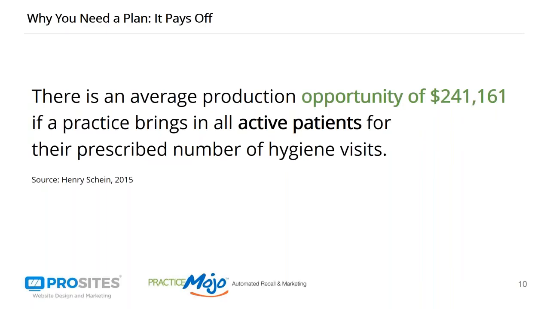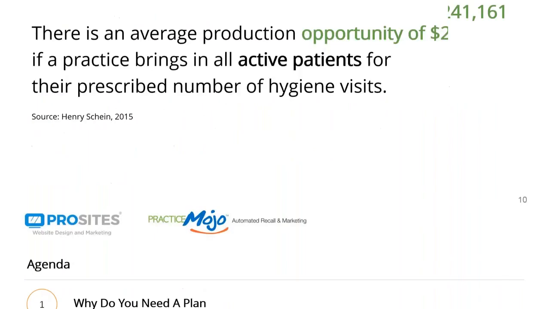Why is it important to have a plan? Henry Schein did a little survey in 2015, and they found that if dentists are able to have patients meet the standards of care that are prescribed, making sure they get in every time they're supposed to, for all of the active patients they have, there's an opportunity to make an additional $241,000 for the practice, simply by keeping all of their existing patients coming in when they're supposed to. It's an amazing opportunity by just getting them back in the office.